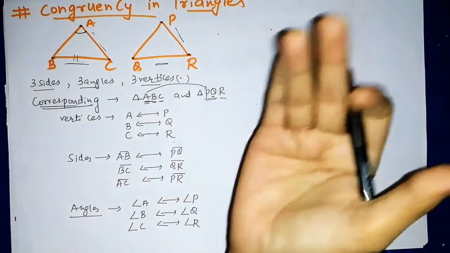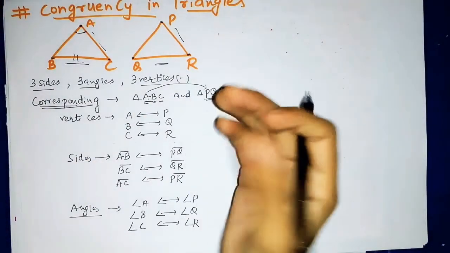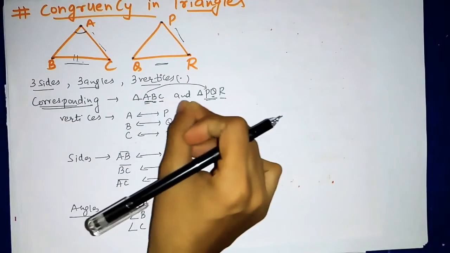So this type of questions are there in the textbook. They have given that any two triangles, they have given that this is congruent to this.